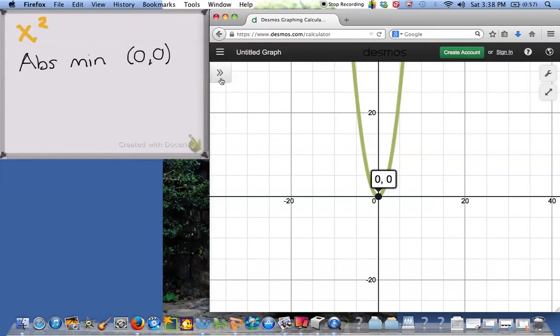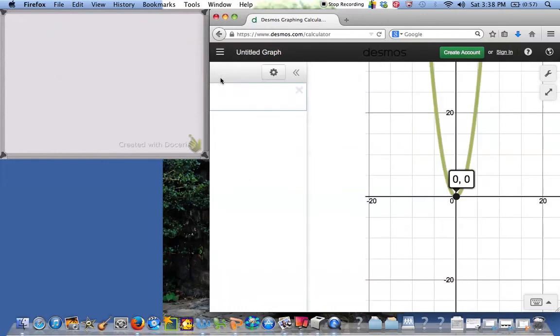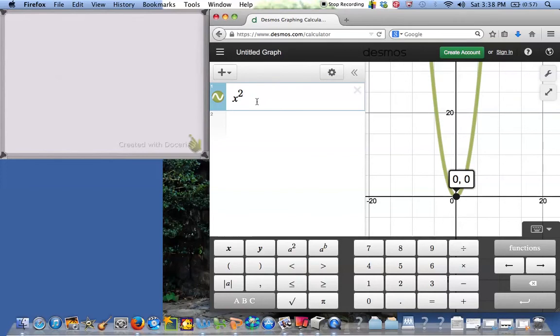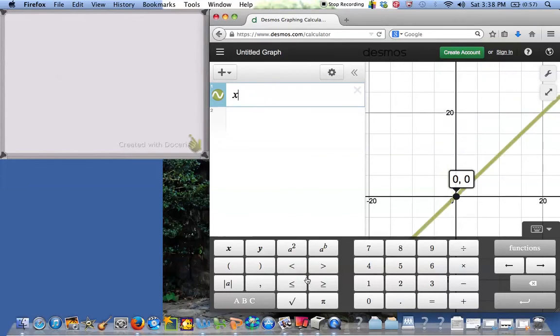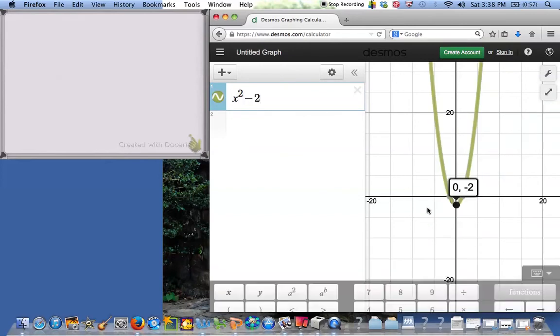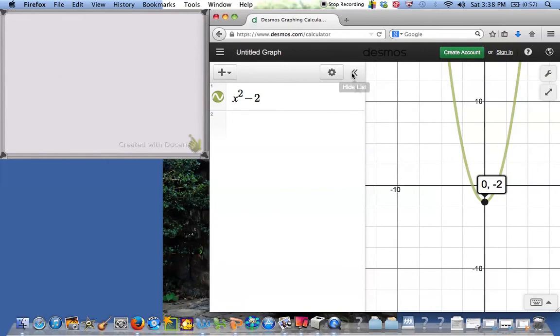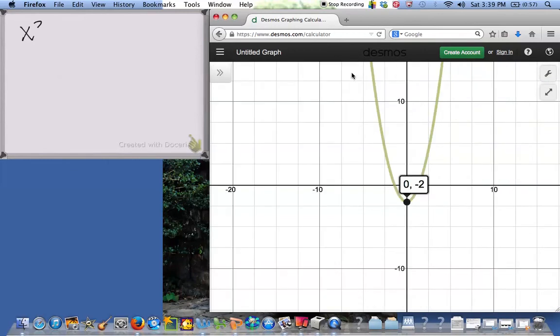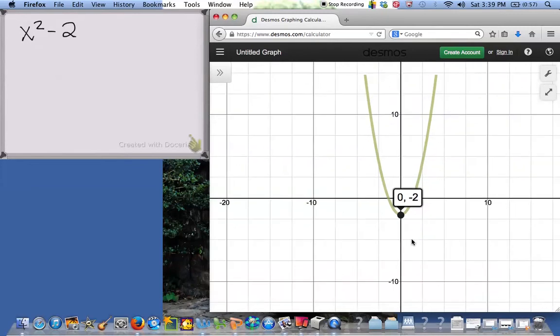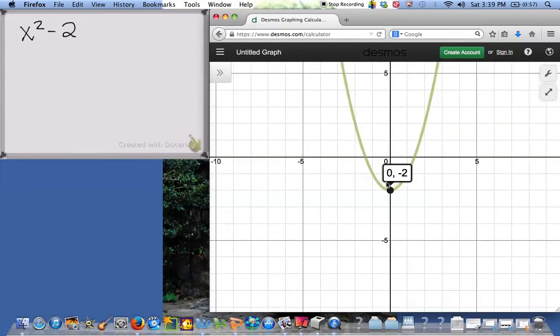So let's go ahead and take a look at a little more complicated of a curve. We're going to just walk through a couple. If I look at, let's just say x squared minus 2, all that happens in this situation is that the graph was shifted down, and we still have an absolute minimum, but as you can see, now it's at 0, negative 2.